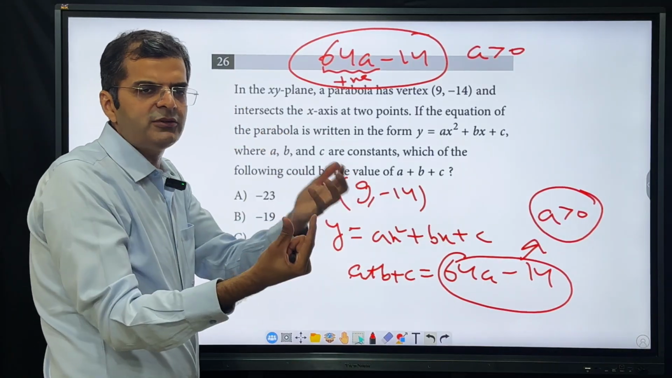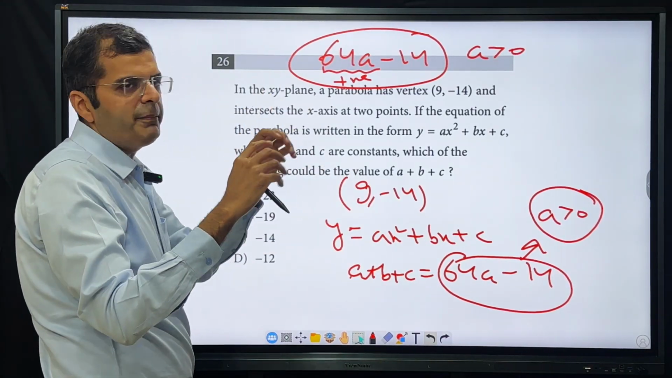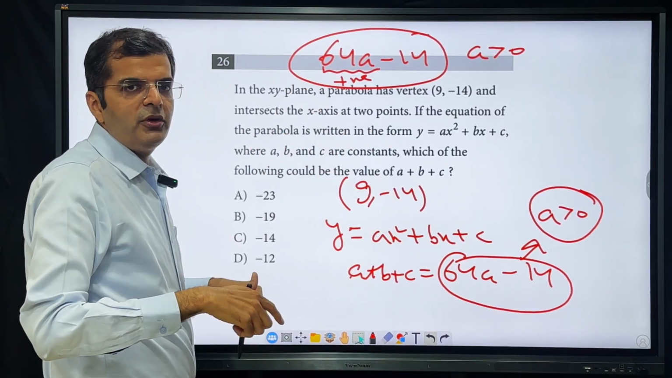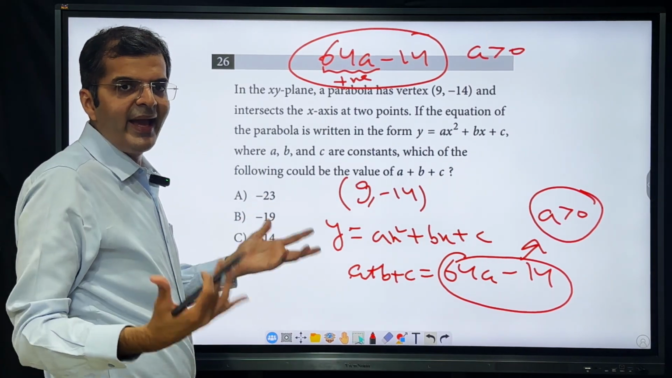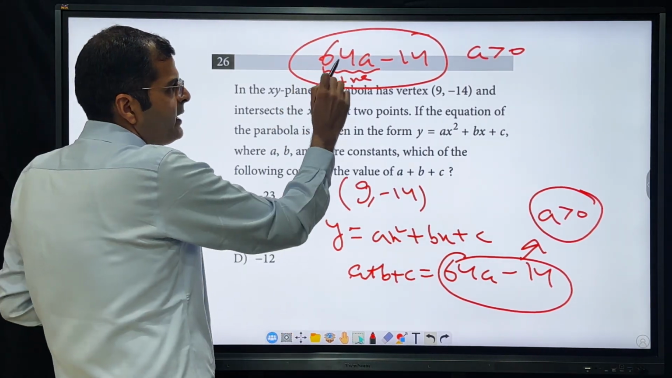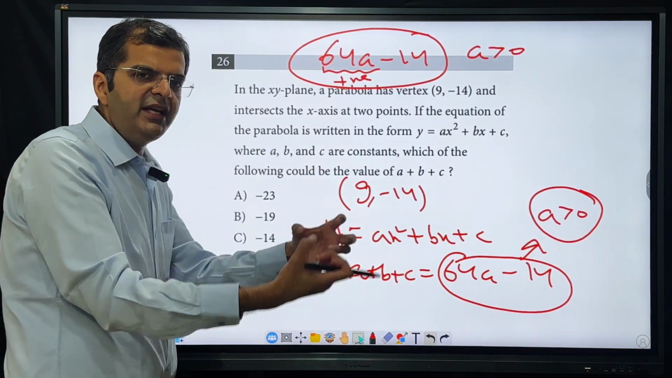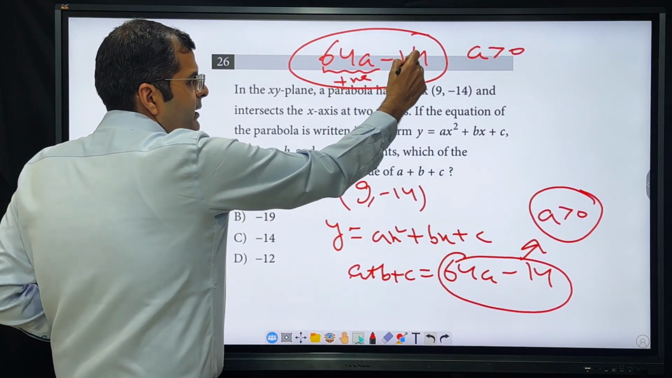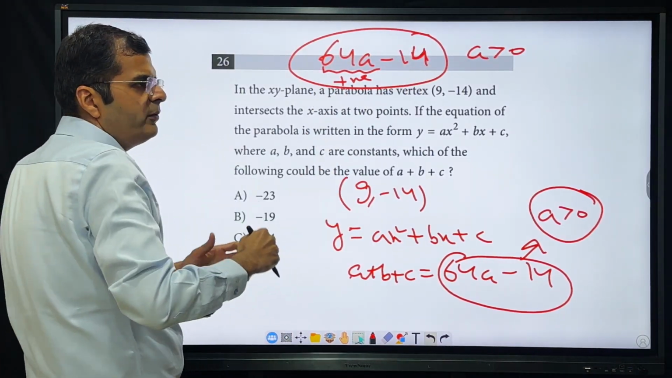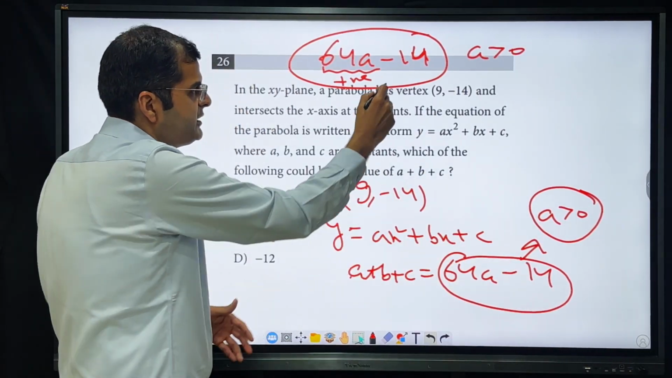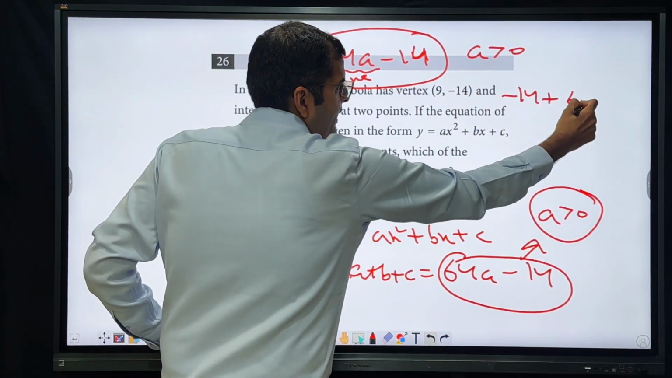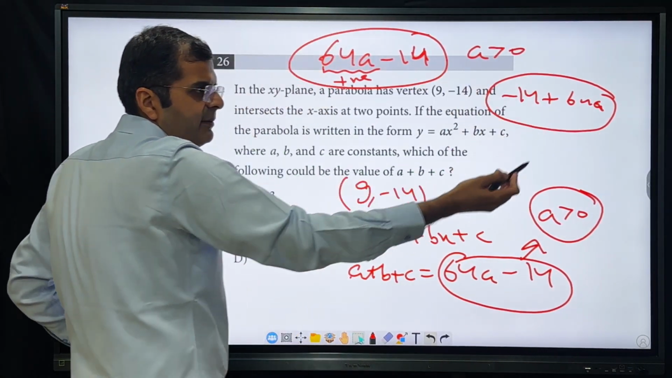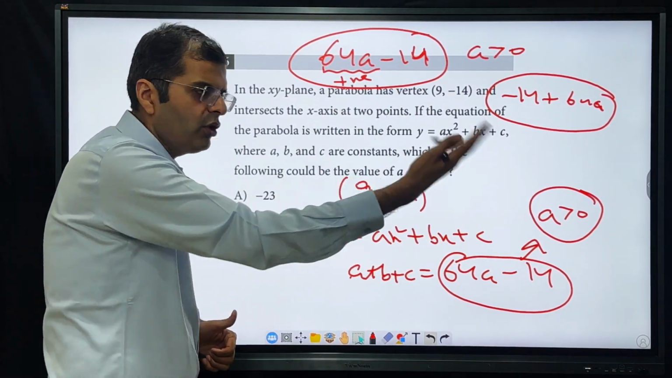The positive number can be very small. It can be plus 0.00008, something like that, or can be a big number. Like the positive number can be 10,000, a million, any number, but it has to be a positive number. So a positive number minus 14, that means at the minimum, the value of this expression has to be more than minus 14. Because in minus 14, I am adding 64a. So in minus 14, if I am adding a positive number, the end result has to be more than minus 14.